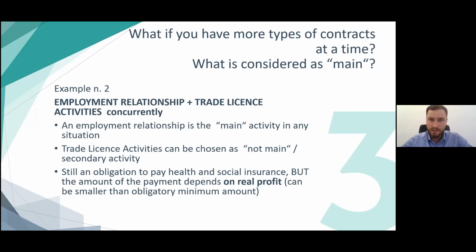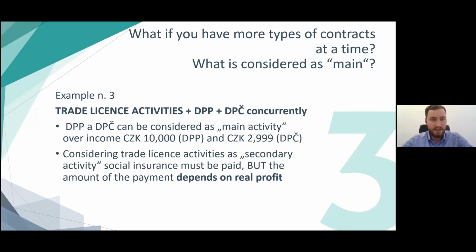minimum amount. The third example is that you have trade license activities and agreements. The agreements can be considered the main activity if you are over the limitations, which is 10,000 Czech crowns for the DPP and 3,000 Czech crowns for the DPČ. If you have that, you can consider the trade license activities a secondary activity, and it's calculated the same way as in the example before. So it must be paid, but it's not the obligatory minimum, and it's calculated from the real profit.